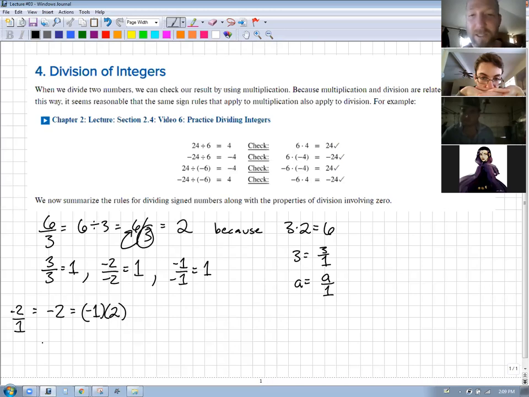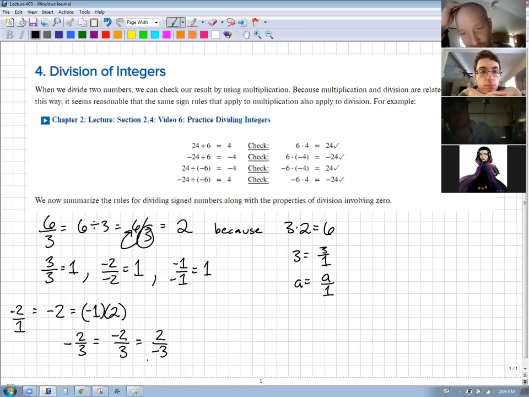When you have a fraction like, say, -2/3, look where I put that minus. I put it right in front of the fraction. That's the same thing as -2 over 3, the same thing as 2 over -3. So if there's just one minus sign, you can put it anywhere you want.